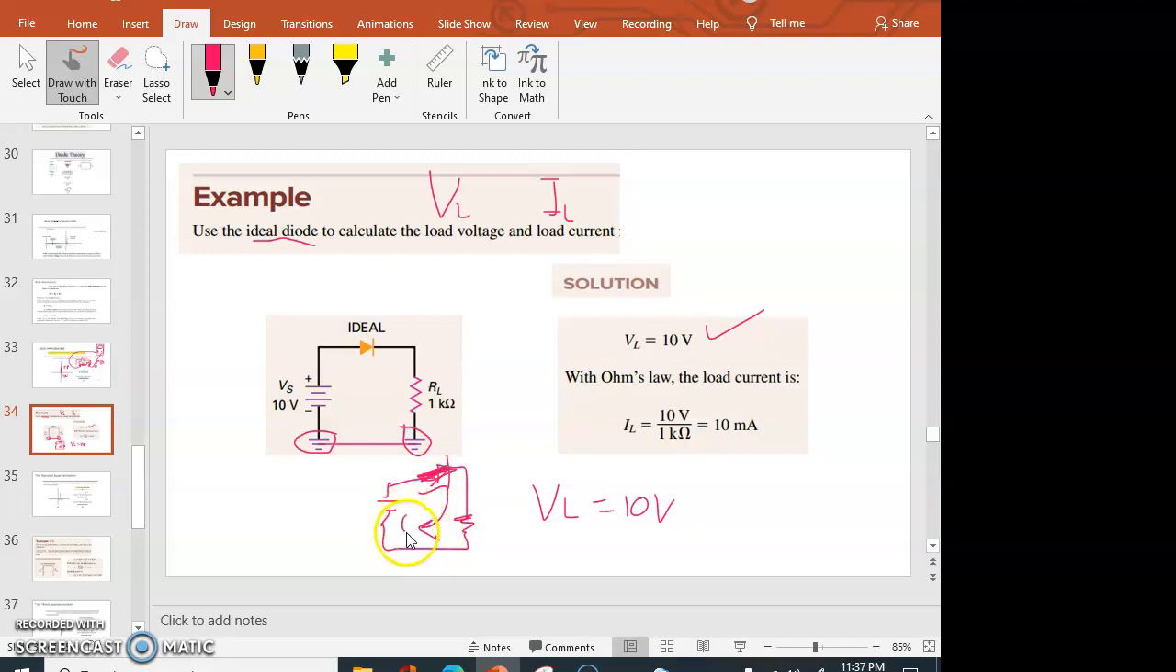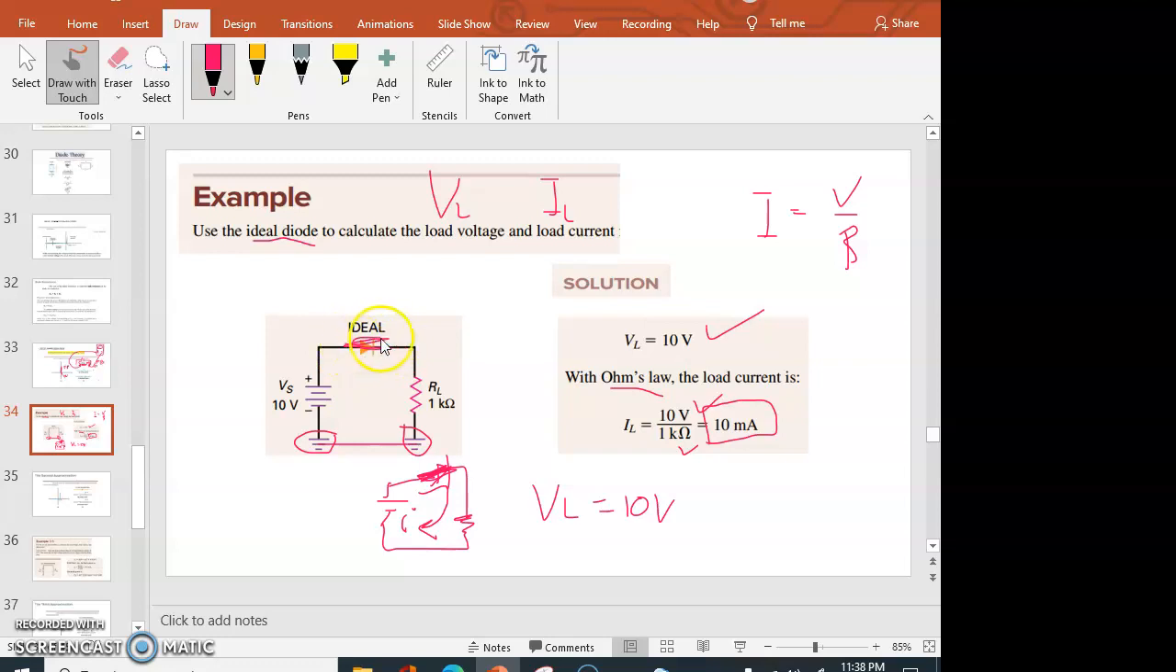Next, since this is a closed switch, it is understood that there will be a flow of current within the circuit. Using Ohm's law, current is simply equal to voltage divided by resistance. So, what is the voltage across our load? That is 10 volts. And our resistance is simply 1 kilo ohm, thereby giving us a value for our load current, which is 10 milliampere. So this is an example under an ideal diode where we treat our diode as either closed or open.